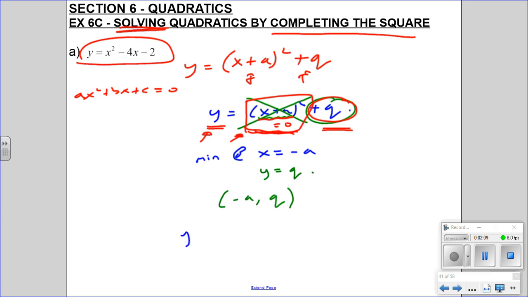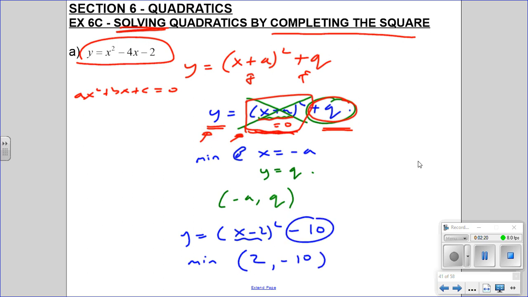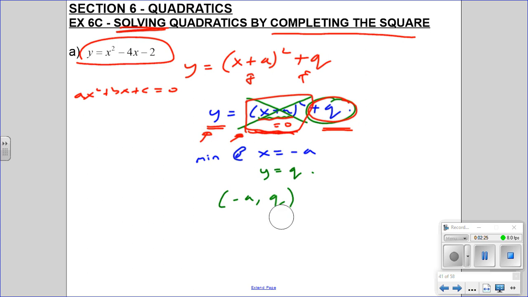So if you had y equals (x take 2) squared minus 10, the minimum of the curve would be at x equals 2, because to make that bracket 0, x would be 2, and therefore you'd just be left with minus 10. So it makes drawing graphs very easy, because you know where the minimum or maximum point is straight away.